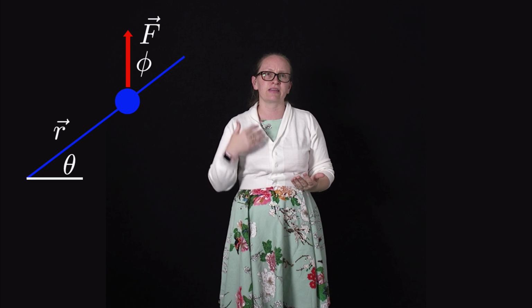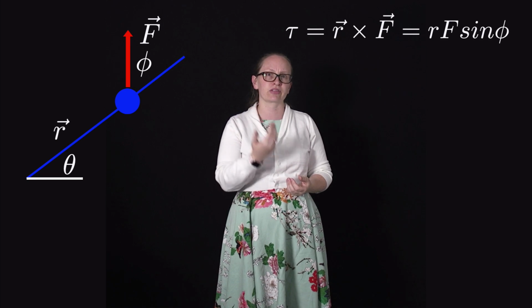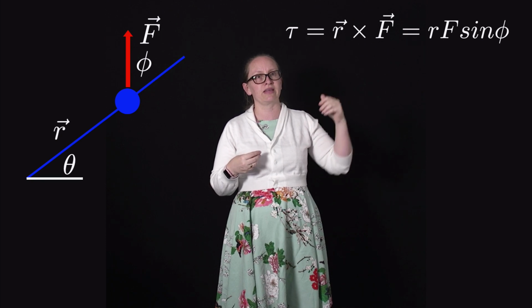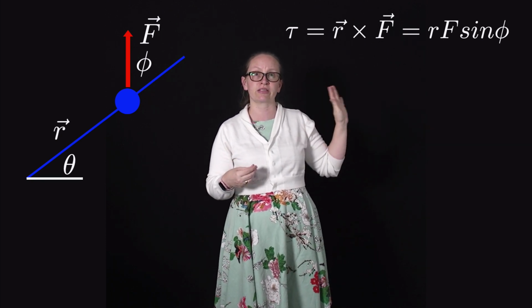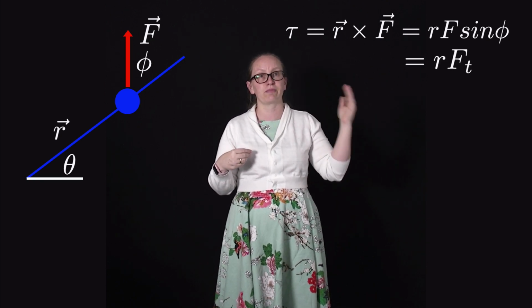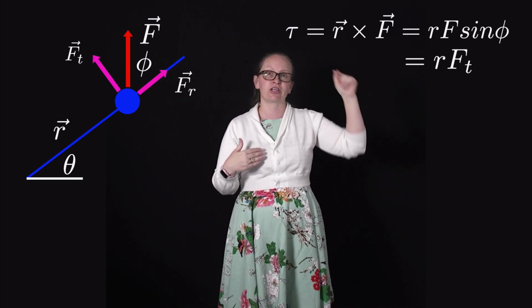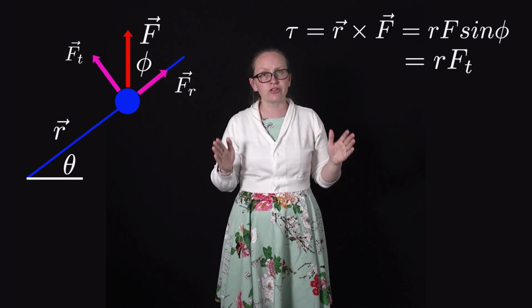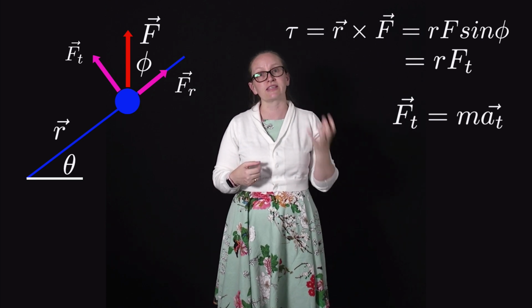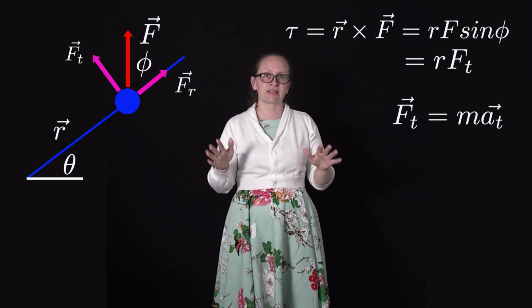Now if we want to calculate the torque that this force causes, we can use that the torque is equal to R cross F, which is equal to RF sine phi. Phi here is the angle between the radius and the force, just like we've shown in the diagram. So this is actually equal to R times the tangential component of the force, as we can break that force into a radial component and a tangential component. So the tangential component of the force is equal to the mass times the tangential component of the acceleration. That's just an application of Newton's second law for the translational case.